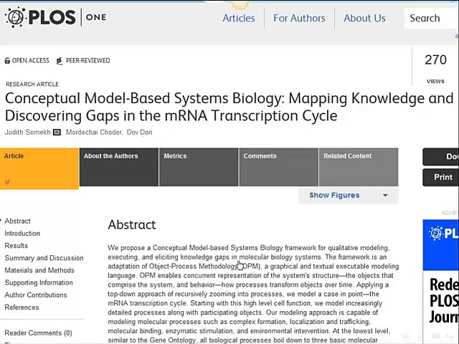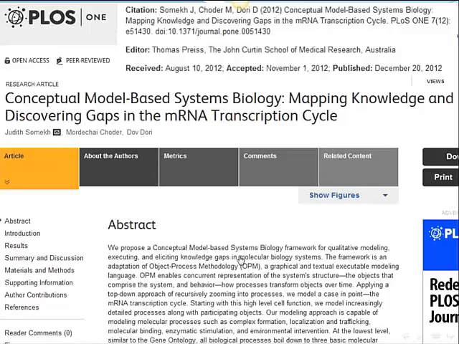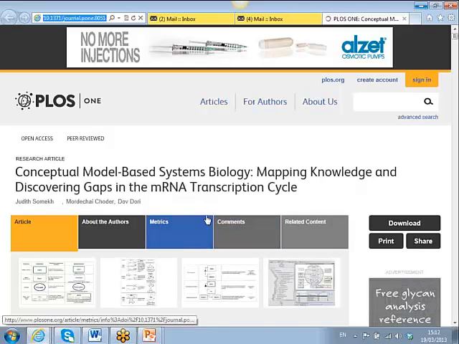This is just the first page, but you're welcome to look at the paper. It's freely available because PLOS One is an open access journal, which means that anybody can access it through the web with no payment or difficulty. Okay, this is the real thing.